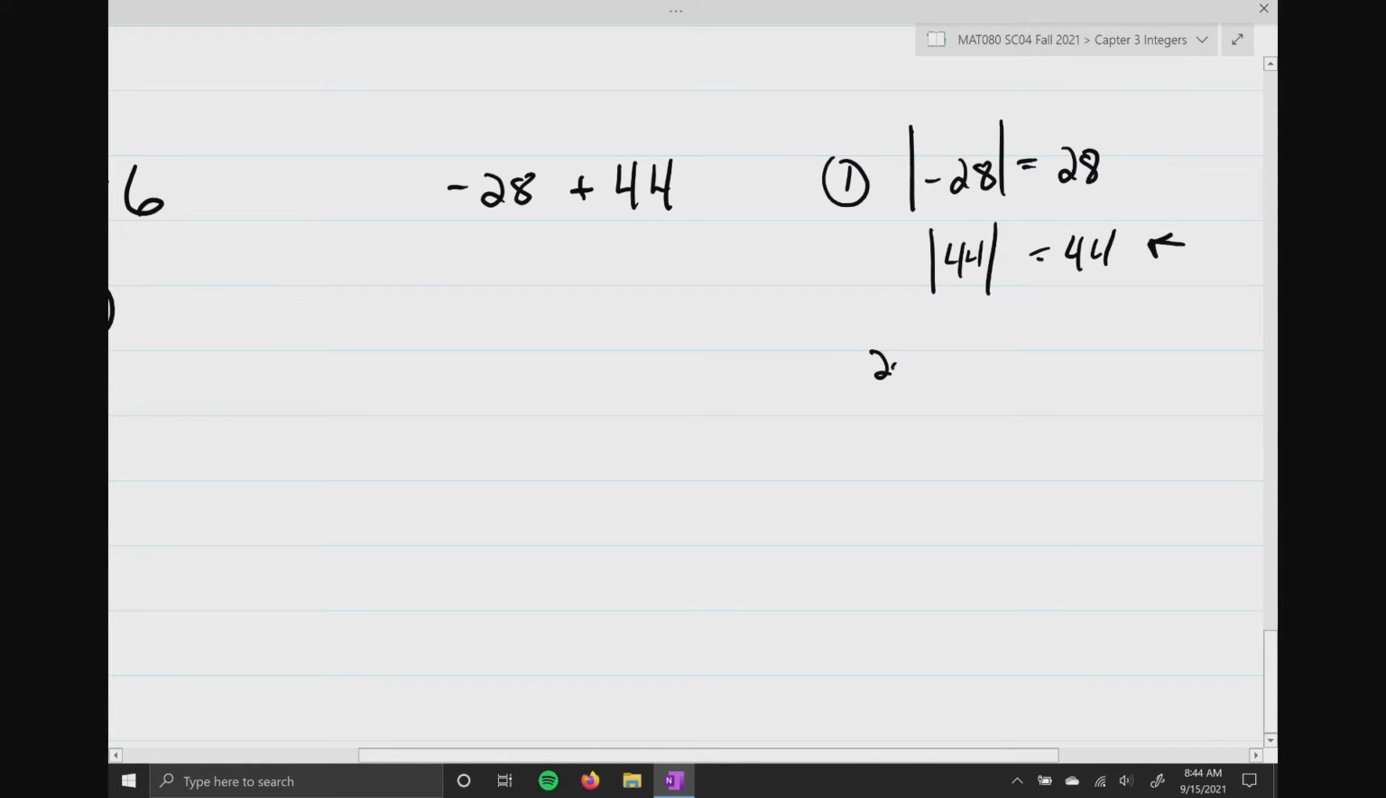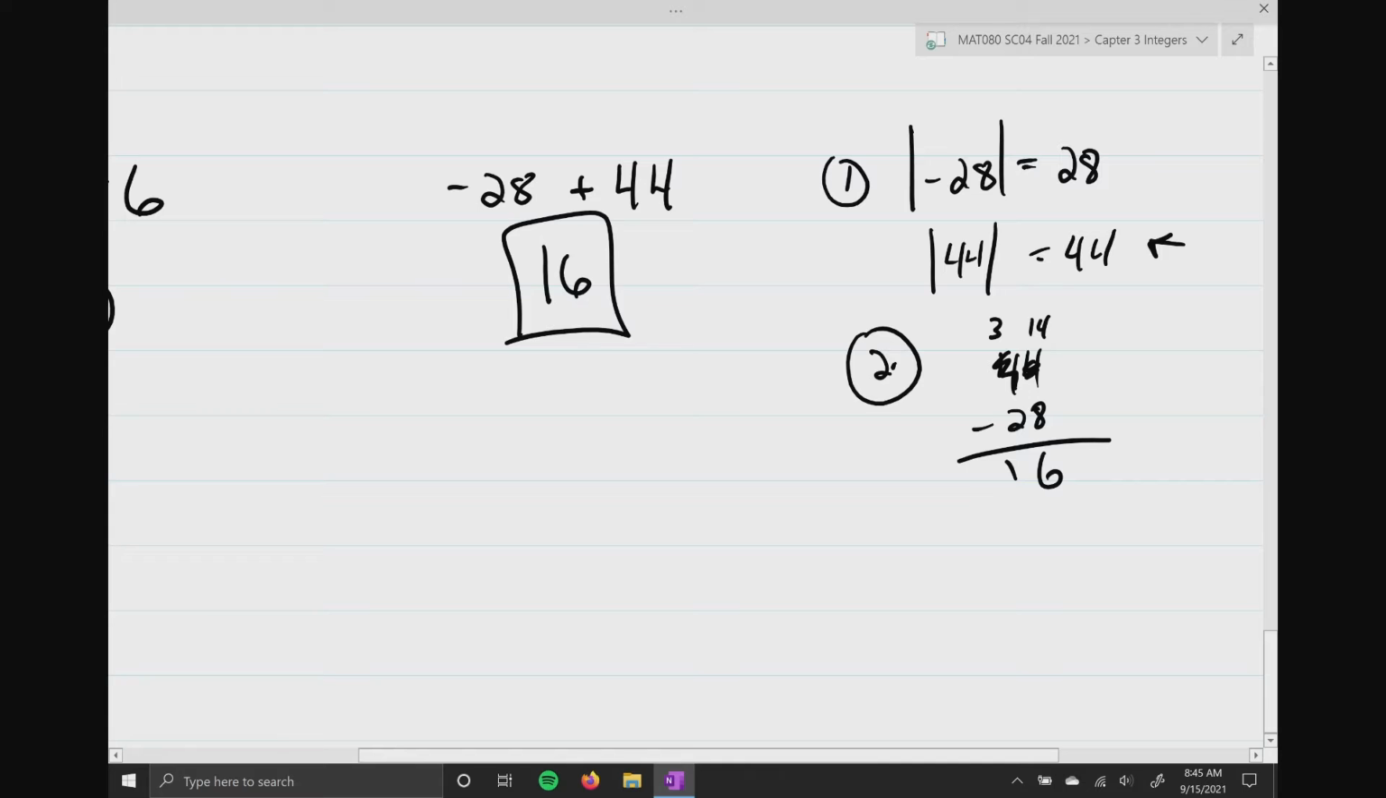Step two, let's just subtract. Larger number up top, smaller number below. I have to borrow. That turns into a 14. That turns into a 3. 14 minus 8 is 6. 3 minus 2 is 1. And since the 44 was deemed larger, I know my result is going to have the same sign as 44. So this is going to be positive 16. Does that make sense? Okay.